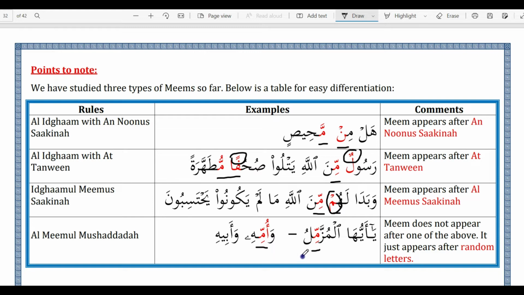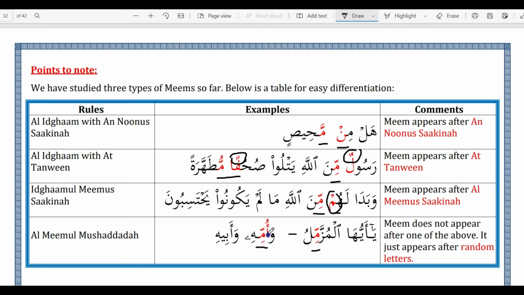So let's analyze. The letter that comes before this meme is a Zai. Does it have a Nun Sakina? No. Does it have a Tanween? No. Does it have a Mim Sakina? No. It's just a Zai with a Shadda and a Fatha. So that makes it Meemul Mushaddada.